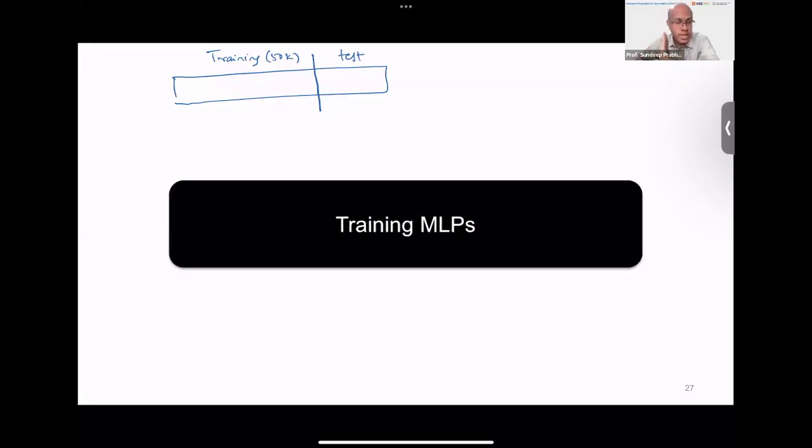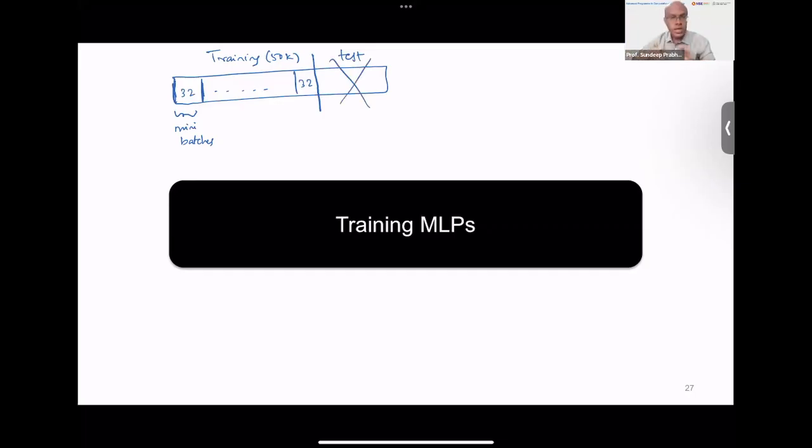Test is something that we never use during the training process, so it is not used for learning W's and B's. The 50,000 examples in the training data means you have 50,000 images and the corresponding labels, which are these 10-length binary vectors. Now we divide these 50,000 into small chunks called mini batches, typically 32 sized. Every iteration we work with 32 examples.